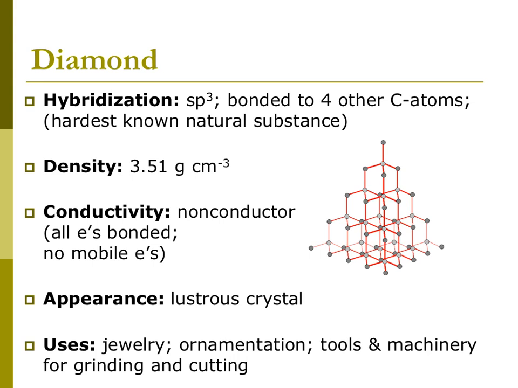Actually, it is the hardest known natural substance. It is not a conductor, though, because all 4 atoms are involved in bonds, and so that means that all of those electrons are localized. Without any delocalized electrons, you're not going to get any movable electrons, no flow, and so it's not going to be very good at conducting, more of an insulator. The appearance you're probably familiar with, that very shiny, lustrous crystal, more of that white-looking crystal than a gray color.